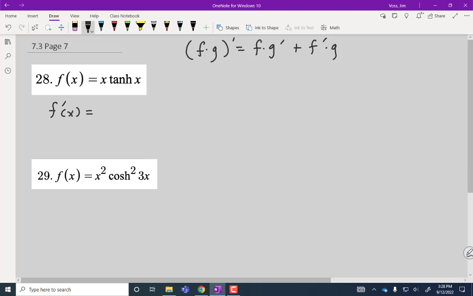Okay, so the first function is the x, so we'll go first. Derivative of second, let's think about tangent. Derivative of tangent is secant squared. Derivative of tanh will be sech squared, and it will be positive. The derivatives of sinh, cosh, and tanh are all positive. The primary three differentiate to positive expressions. Okay, so first times derivative of second, plus the derivative of first, which is 1, times the second function.